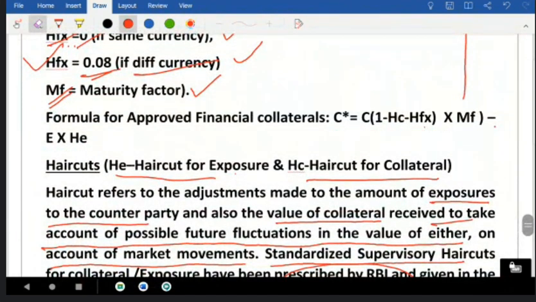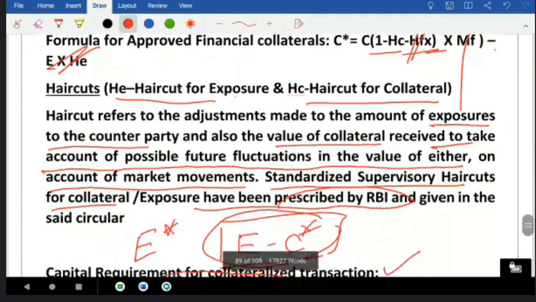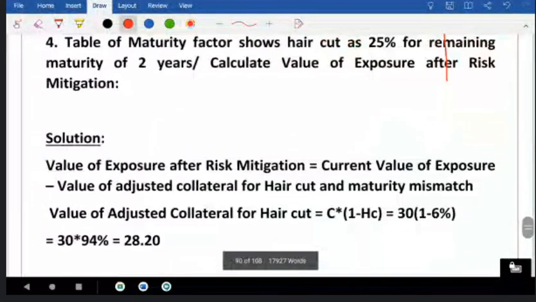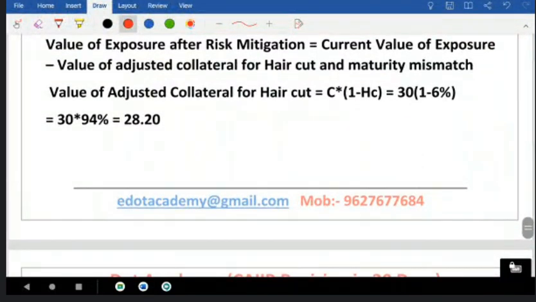So HE is not there, so HE will not come. HF is not there, so HF will not come, because same currency. So C into (1 minus SC) into MF. Now coming back to the question once again. C star equals C into (1 minus SC), and MF we will calculate later on.